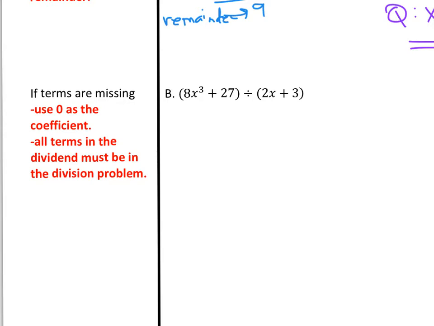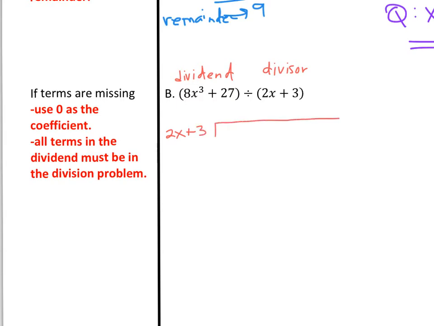Here's what I mean. Over on the right-hand side, example B, we have 8x cubed plus 27 divided by 2x plus 3. So whatever's written first is always our dividend, and whatever's written second is the divisor, whatever it's being divided by. The divisor goes on the outside, and the dividend always goes on the inside.